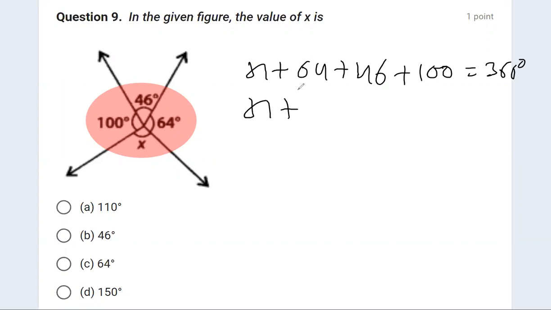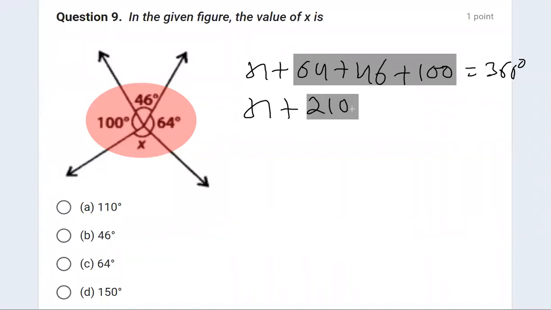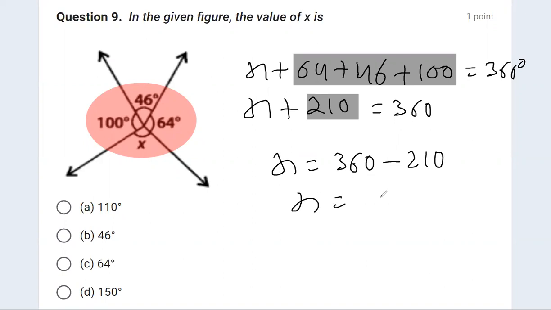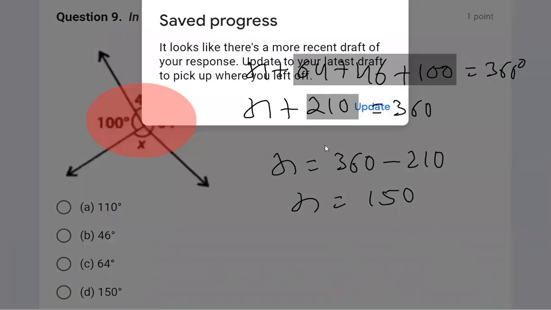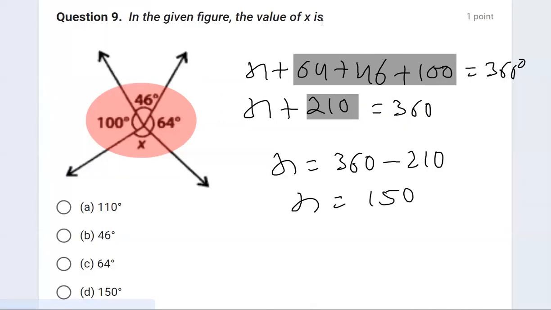The sum of 64, 46 and 110 is 110 plus 100, that is 210. I added these three and it is giving you 210. So x plus 210 is equal to 360 degrees. Now we can transpose 210 to the other side, so it is 360 minus 210. So x is equal to 360 minus 210, which gives 150 degree. Therefore 150 degree is the correct option.